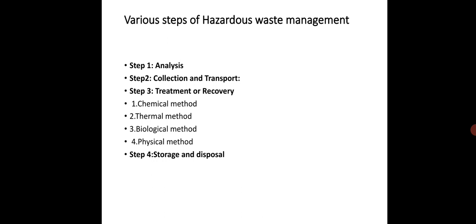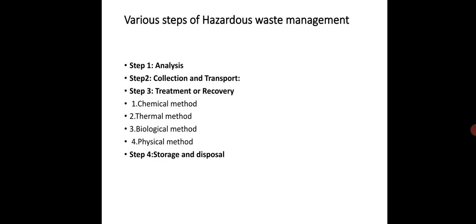In step 2, the wastes are collected and transported. The hazardous waste generated at a particular place is generally collected and transported by truck over public highways. It can also be shipped in tank trucks made of steel or aluminium alloy with a capacity of 34,000 liters. It can be containerized and shipped in 200-liter drums. So initially the hazardous wastes are analyzed, collected and transported, and the third step is treatment or recovery.